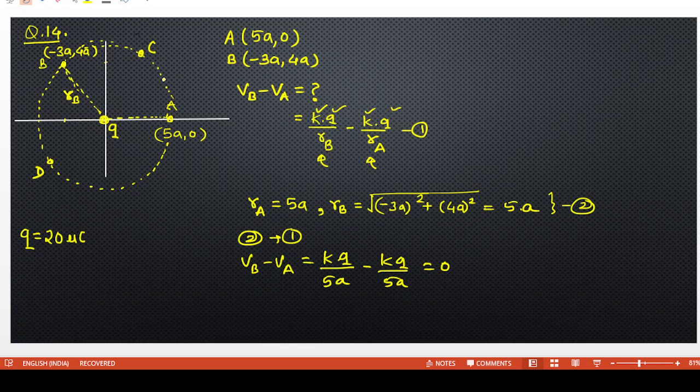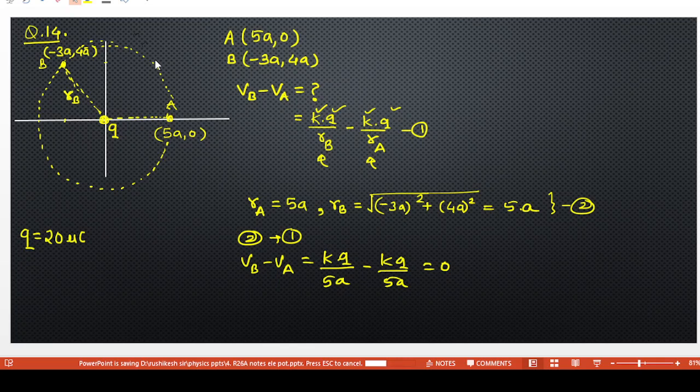Because of a point charge, what is the shape of the equipotential surface? Spherical. Because of a line charge, cylindrical. And because of a uniform electric field, they are planes. Because these points are on the same equipotential surface, therefore their potentials are the same. This is the logical justification.